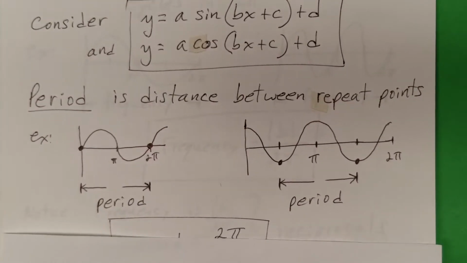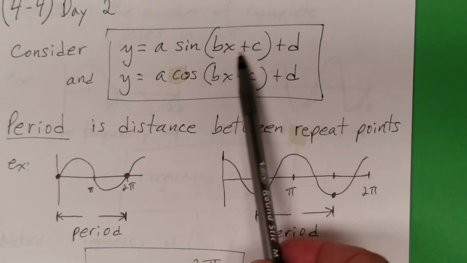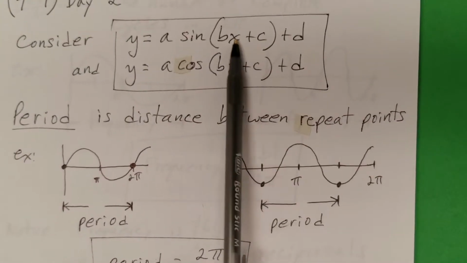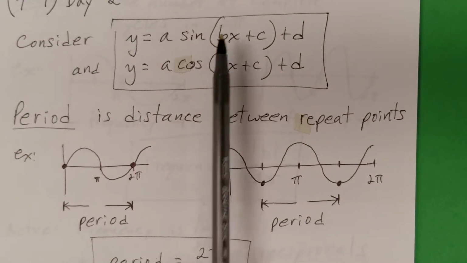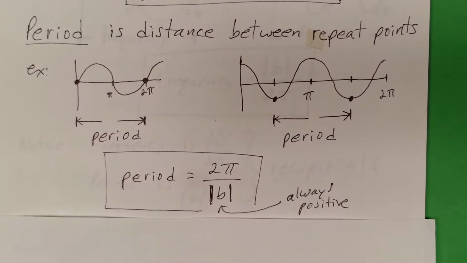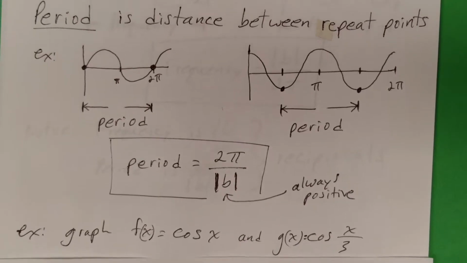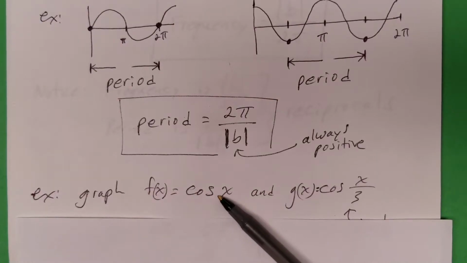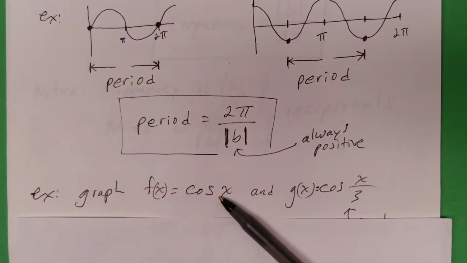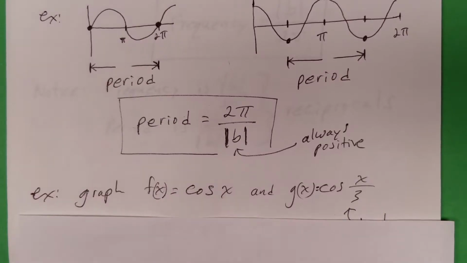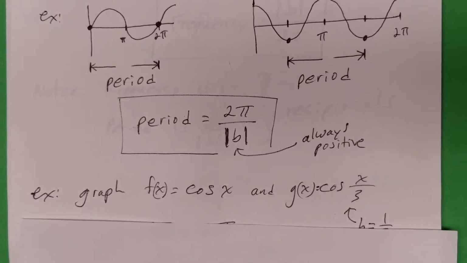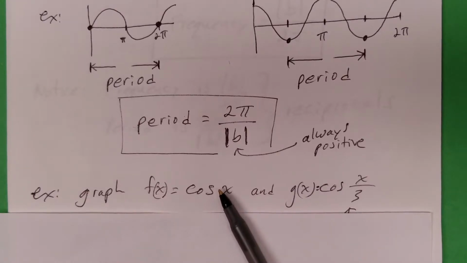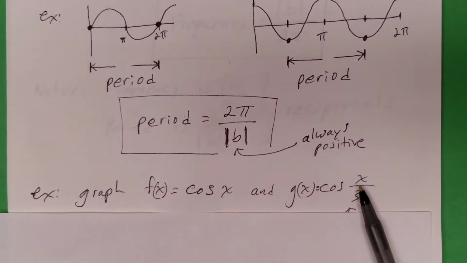If you want to know what the period is for your function, what you do is take 2 pi and divide by the b number. Whatever that number in front of x is, take 2 pi and divide by it, and you'll get your period. For example, cosine x. Well, we know the plain graph's period is 2 pi. So this would be 2 pi over 1, which is 2 pi. We already know that. But what is the period here?